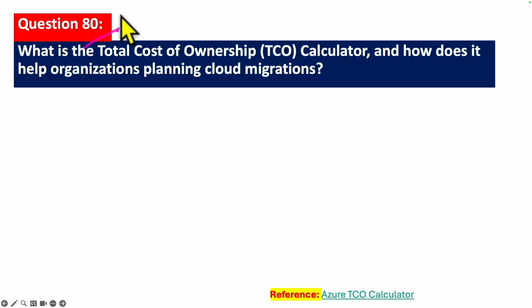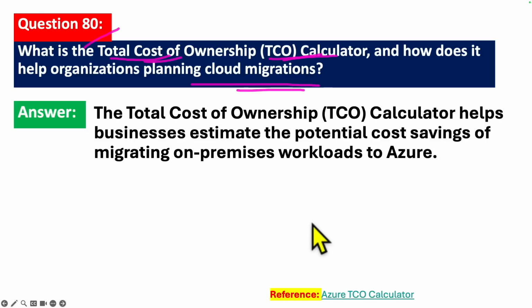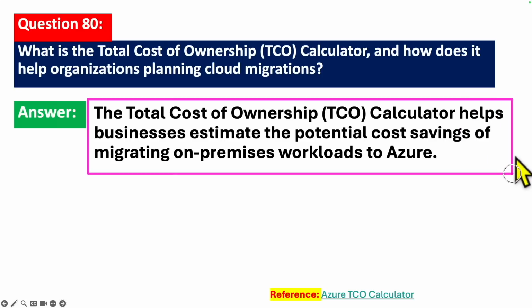Let's look at question number 80. What is the total cost of ownership or TCO calculator, and how does it help organizations planning cloud migrations? Let's populate the short answer to help you understand what TCO is. The TCO or total cost of ownership calculator helps businesses estimate the potential cost savings of migrating on-premises workloads to Azure. If you have not gone through this TCO calculator or Azure pricing calculator, please click on the reference links to navigate through them. It's fairly easy to understand, straightforward, and you can get a hang of it pretty quickly.